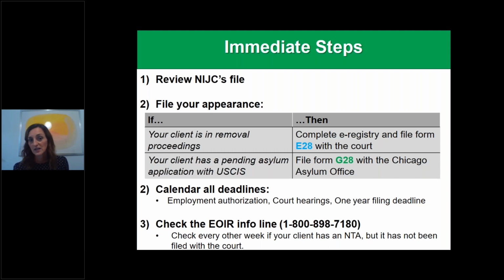A second is obviously going to be court hearings. And then the third is the 1-year filing deadline. And that is if your client has not already applied for asylum, they need to do so within 1 year of their entry to the United States in order to be eligible for asylum.